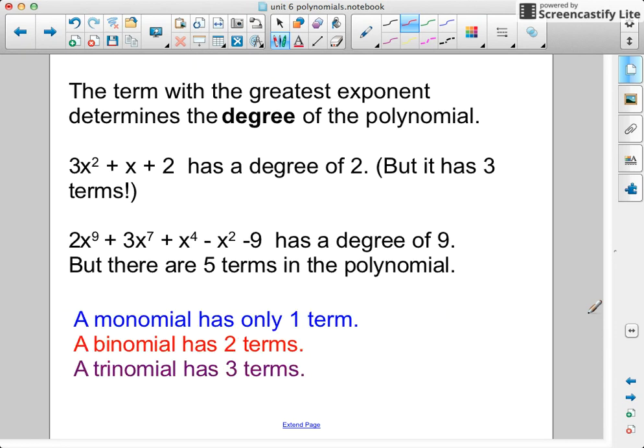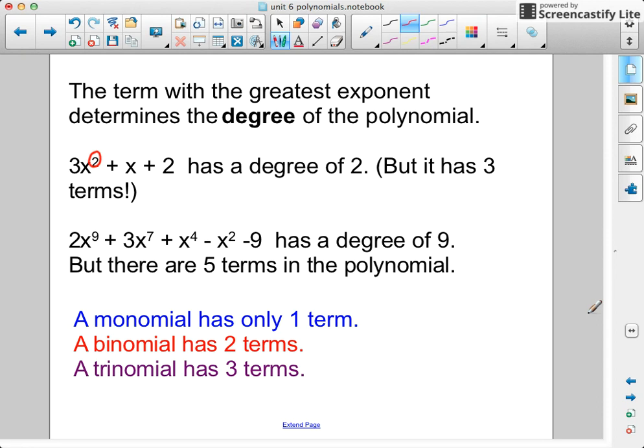Okay, the term with the greatest exponent determines the degree of the polynomial. So 3x squared plus x plus 2 has a degree of 2 because of the highest exponent of 2 in the whole polynomial. It has 3 terms though, but the degree is 2.